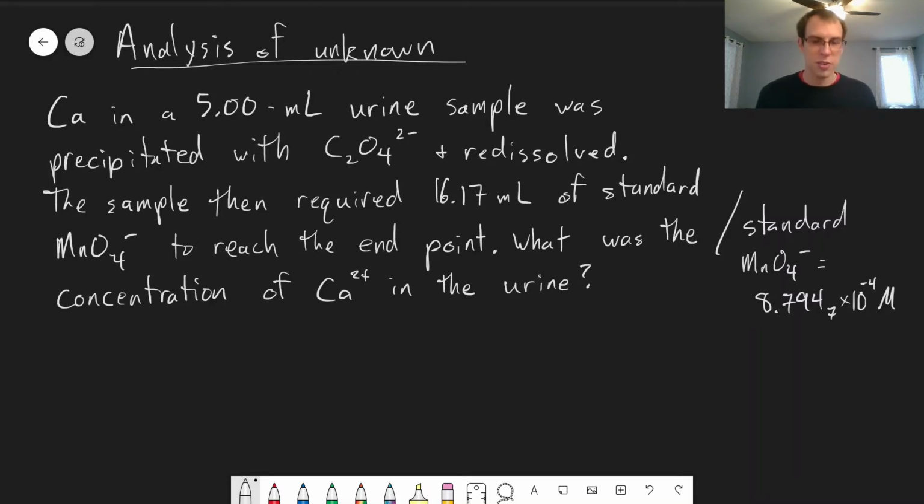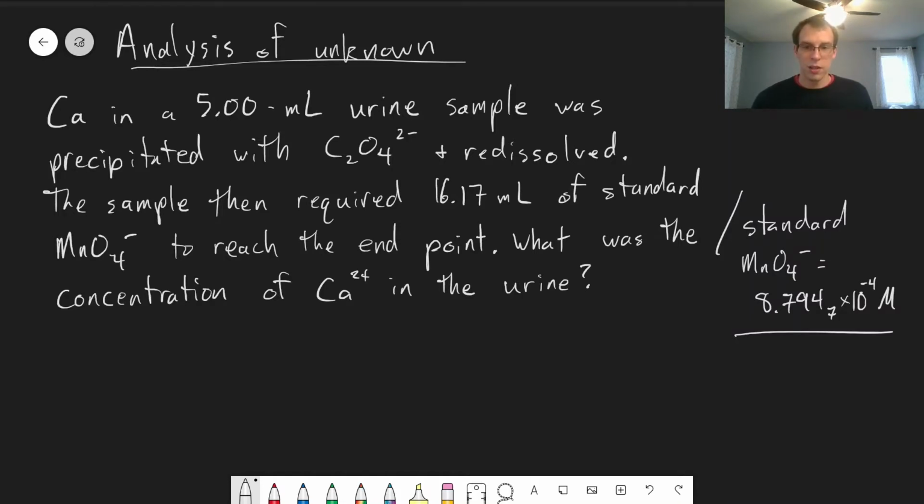I wrote the concentration here on the right. It required 16.17 milliliters of the standard to reach the endpoint. Our original goal, of course, is to know the concentration of calcium in the urine. So let's go ahead and go through this.